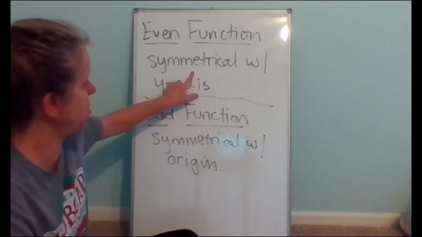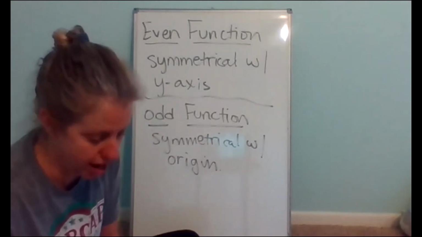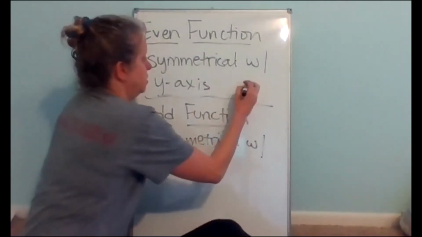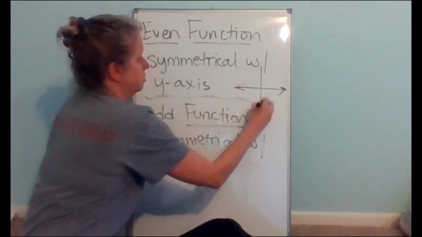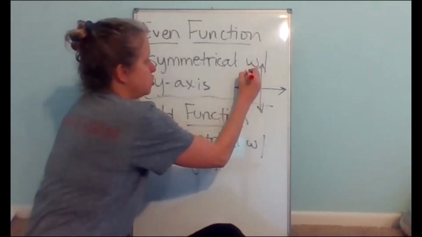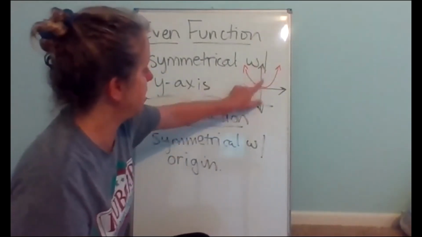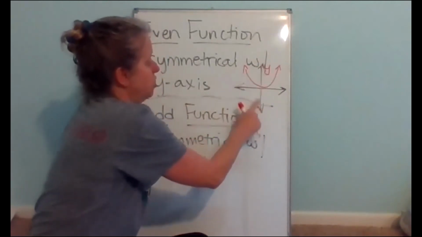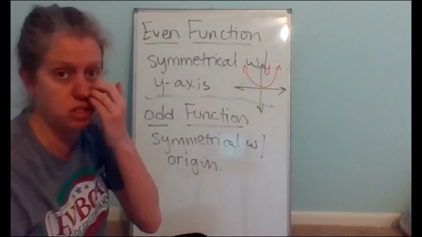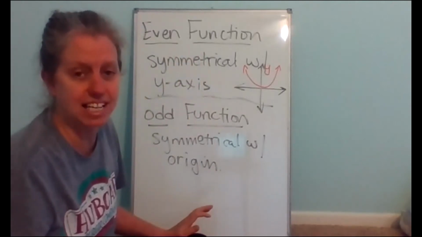Even functions are functions that are symmetrical with the y-axis. For instance, x squared. A graph like x squared is even, because the 2 is even. What do x squared graphs look like? They are parabolas, or that U shape. Here's my y-axis. If I folded it on the y-axis, part of the x squared graph would lie on the other part of the x squared graph. So if you're an even function, you are symmetrical with the y-axis.